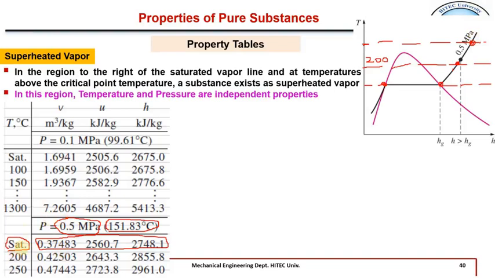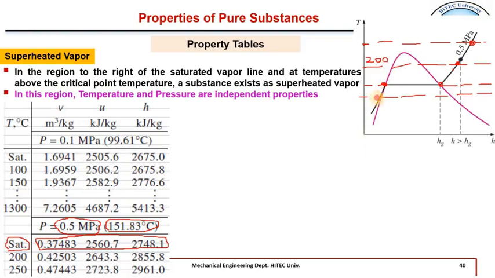Now you can notice that there are no values below this saturated point, because below this saturation temperature of 151 degrees Celsius, this temperature line, for example, this is the 100 degrees Celsius line, will never intersect this pressure line in the superheated region. This temperature line, which is lower than the saturation temperature of 151 degrees Celsius, is intersecting this pressure line in the liquid region.